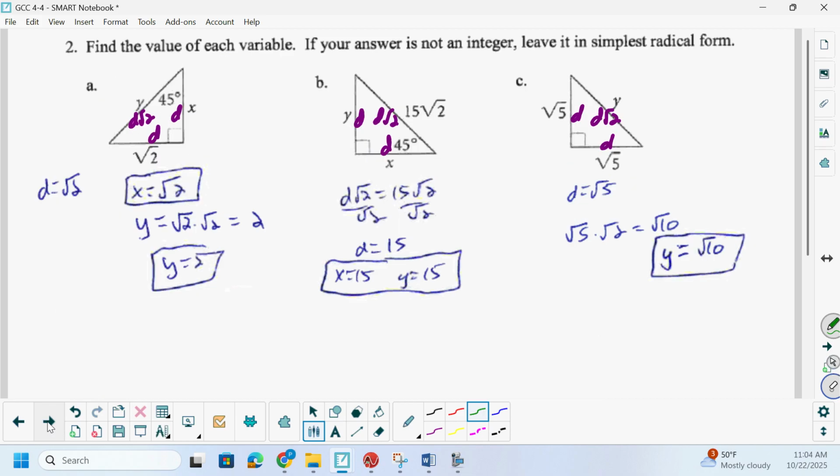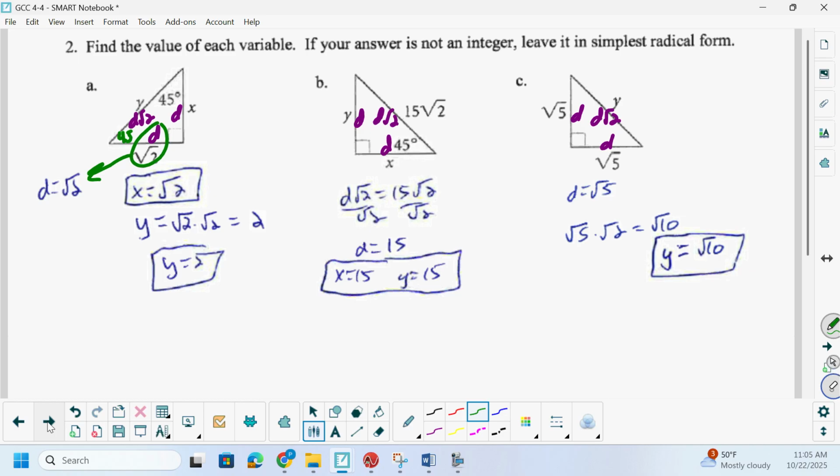As we go on to question 2, we've got a 45, 45, 90. So step 1, put in your d's. D square root of 2. Step 2, set up an equation with the side that has an actual number. So d is just square root of 2. So that is what x is, square root of 2.